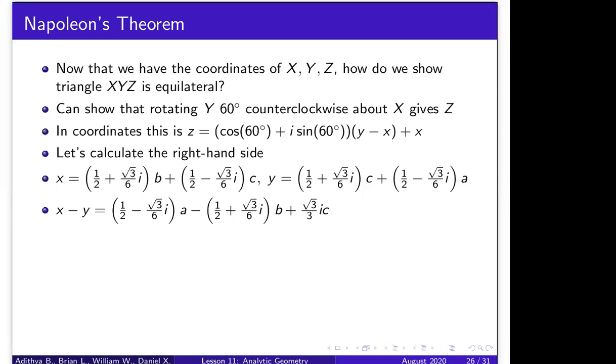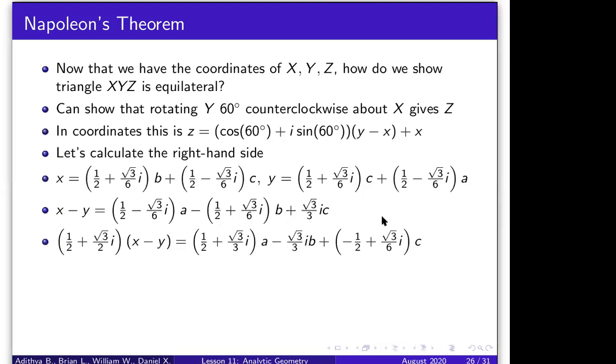Now we need to multiply this by cosine 60 degrees plus i sine 60 degrees, which is 1/2 plus root 3 over 2 i. And once again, we can just multiply each coefficient by 1/2 plus root 3 over 2 i, since we have it written nicely in this form. So I'll just gloss over the calculation here. If we multiply the first coefficient, we get that. If we multiply the second coefficient, then we get minus root 3 over 3. If we multiply the third coefficient, we get minus 1/2 plus root 3 over 6 i.